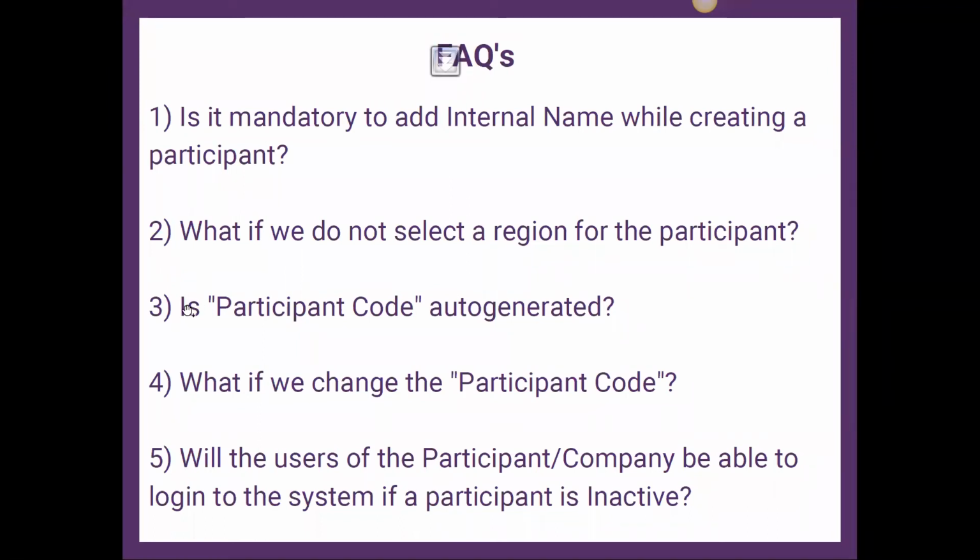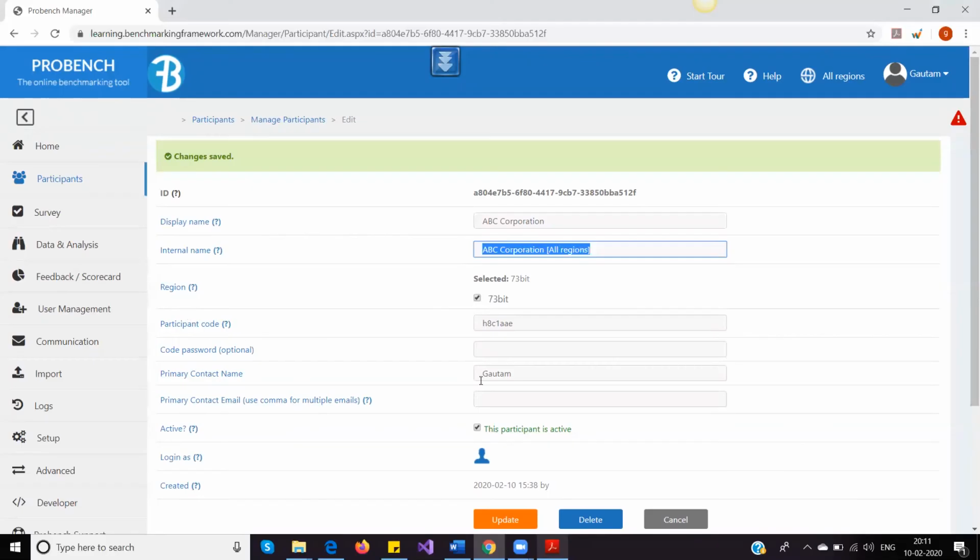The next is: is the participant code auto generated? Yes, the participant code is auto generated, but you can also choose to have your own participant code. This participant code is the code which the companies or the users of the companies normally use to register into Probench. So you can choose to modify it, else it is auto generated.